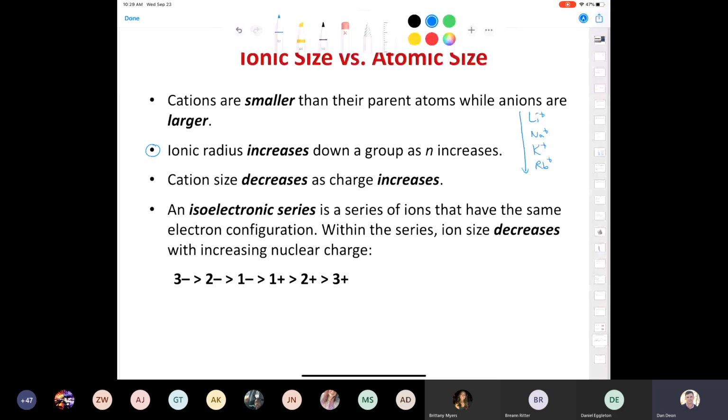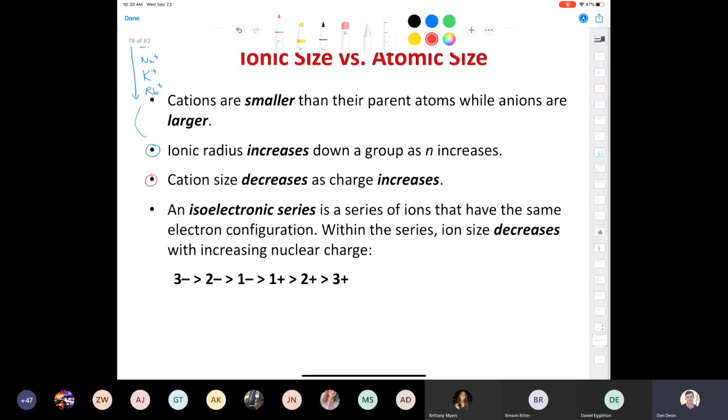The radius of those ions as you go down the group, they're going to get bigger and bigger and bigger. Okay, cool. Now it says here that cation size decreases as charge increases. Now let me move this over here and I'll explain what I mean by that. So I'll move this up here. Okay, that's this concept right here. Now cation size decreases as charge increases.